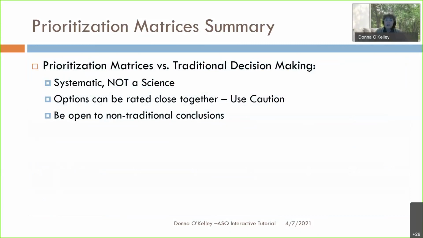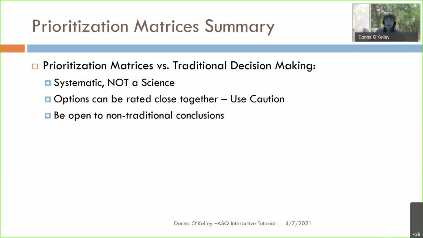So a summary on the prioritization matrices is that this is systematic, but not a science. So just use your common sense when you're doing this. If you have options that are very close together in the ratings, then just use caution. You just want to make sure that you use some other kind of criteria. You might use some multi-voting as well with this. It's just another quality tool for making decisions. And be open to non-traditional conclusions. So is that something that people have done?